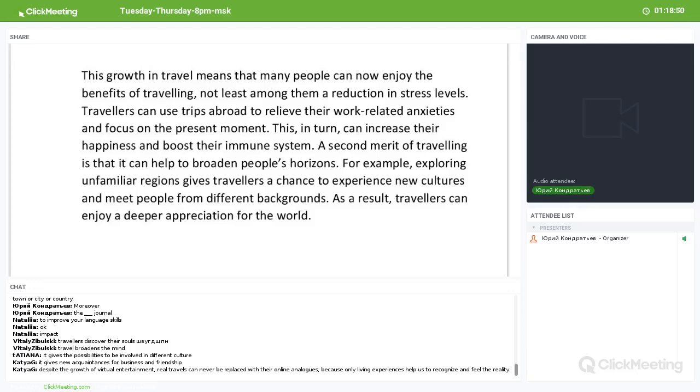Okay, so despite the growth of virtual entertainment, real travels can never be replaced with their online analogs because only living experience helps us to recognize and feel the reality. Okay, but it's nice. You can also add an emphatic construction here for your grammar range, because they are only living experiences that help us. So: they are only living experiences that help us, and then it will sound a bit more advanced.